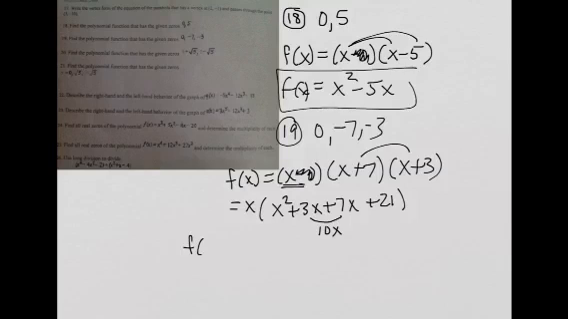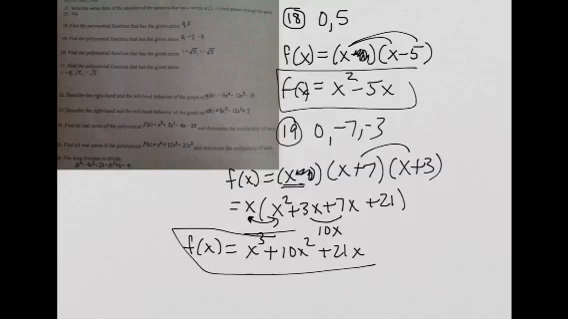So f of x is x cubed. I'm distributing this x now to each one, plus 10x squared plus 21x. Oops, right there.